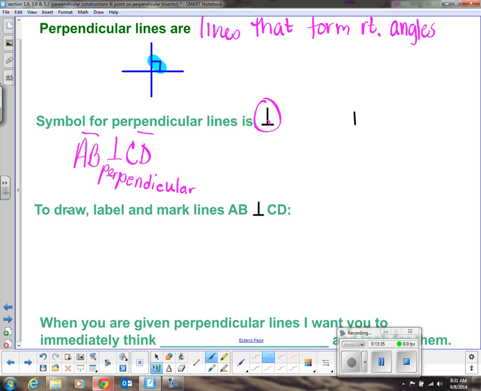All right, now to draw, label, and mark perpendicular lines AB and CD. This is so important to be able to draw, label, and mark. There's one segment. There's my other segment. That's the draw part. The label would be A, B. Now, I could have extended that if I wanted to. There's C, D. That's the label part, and the mark is putting that box there to show the perpendicular.